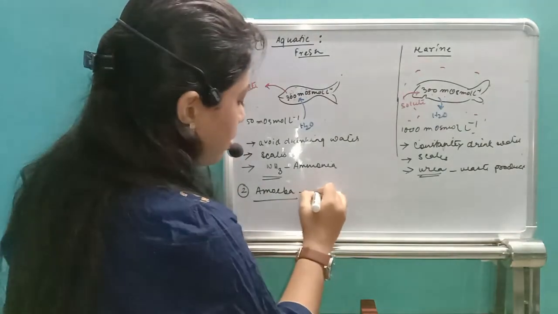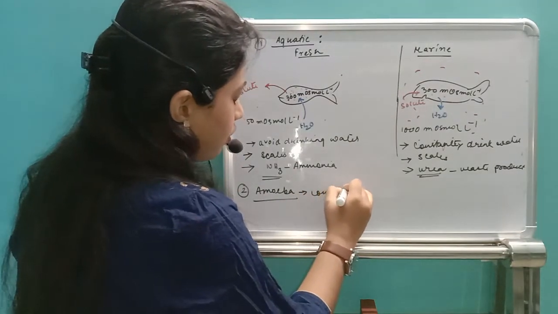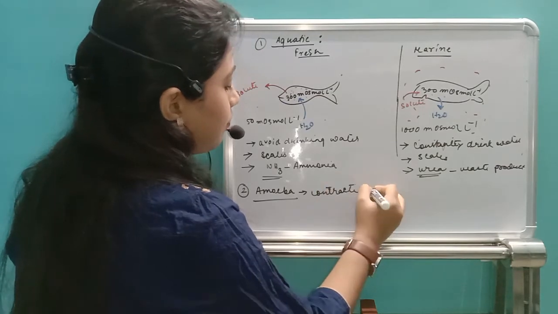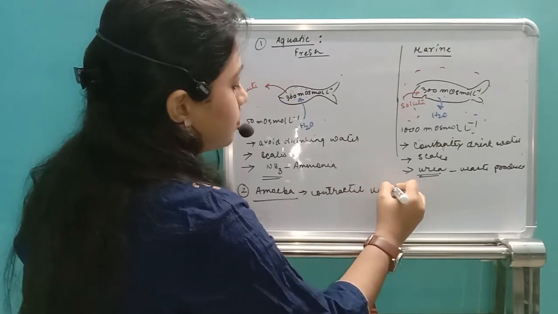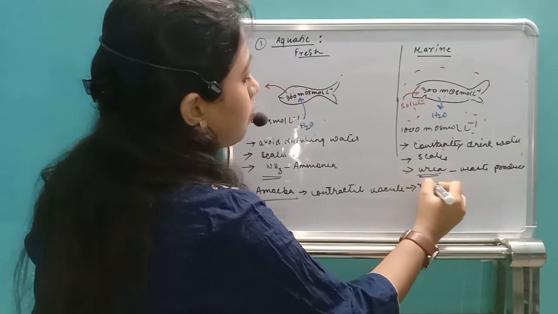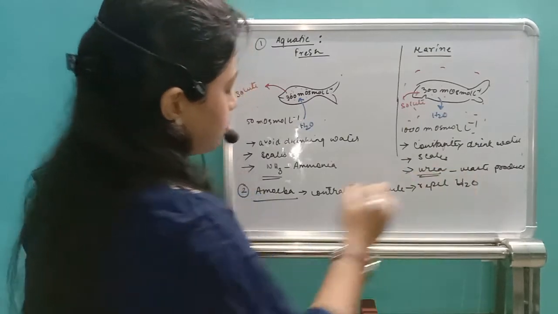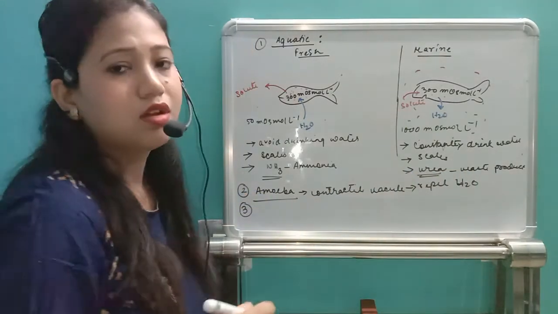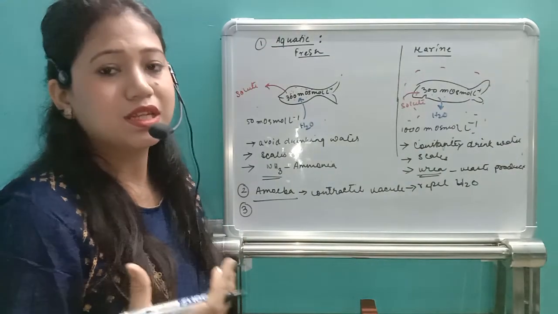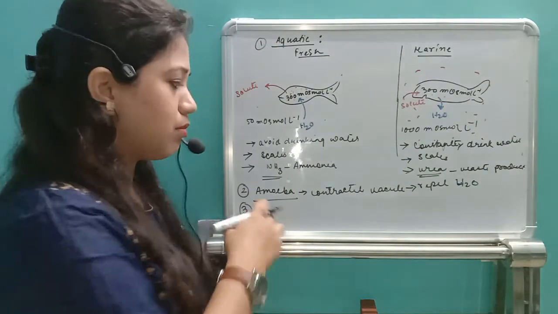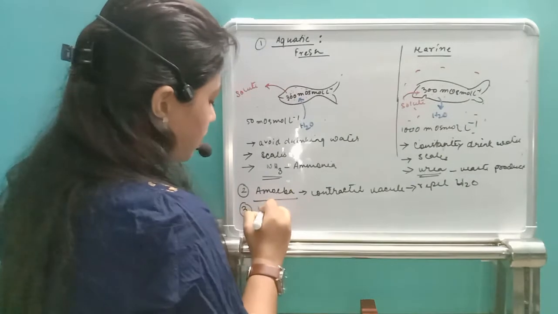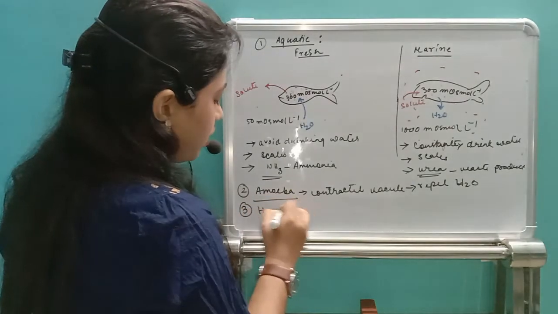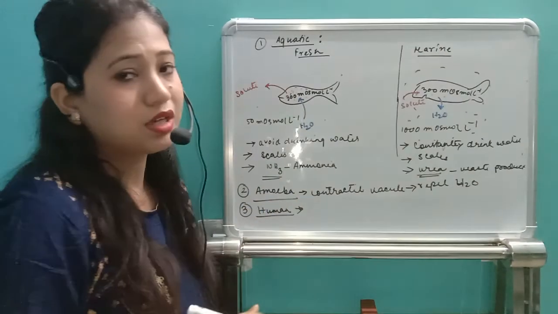So they have a contractile vacuole, and with the help of the vacuole they expel the water outside. Okay, so this is one mechanism of excretion or maintaining osmoregulation in their body. Amoeba does this. Next one, in case of humans, what we produce, our waste product, is urea.